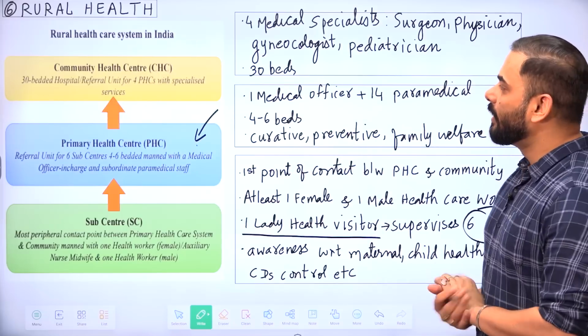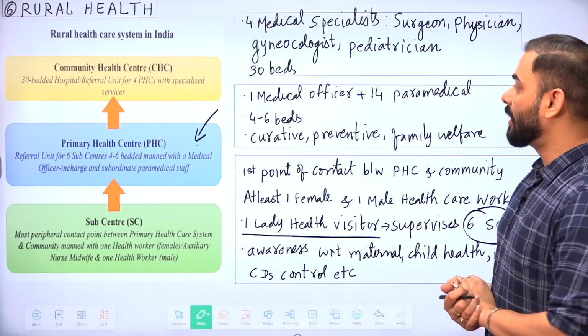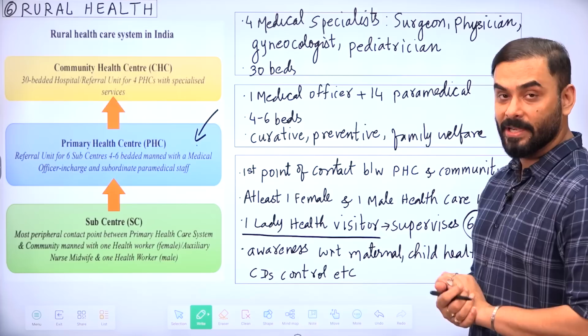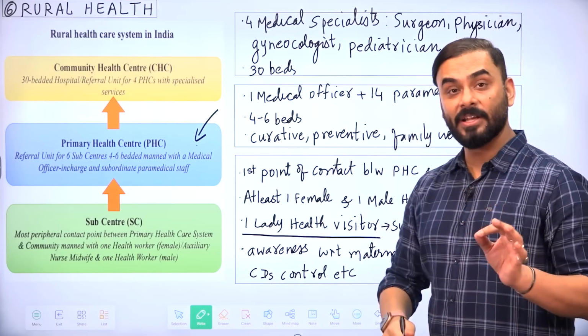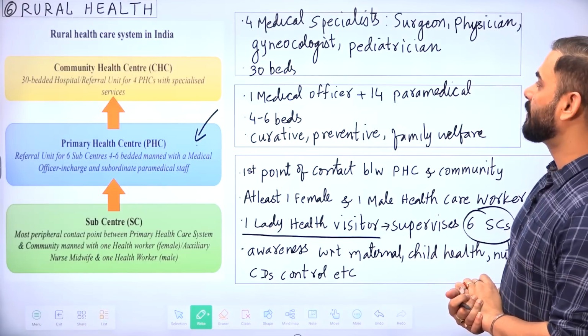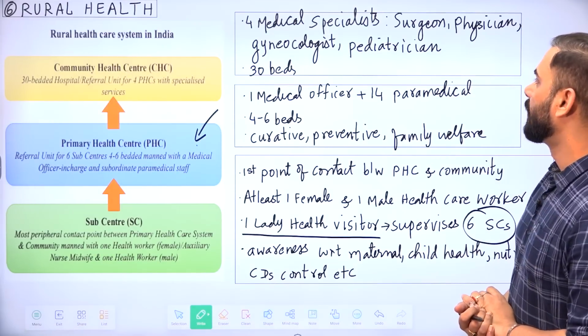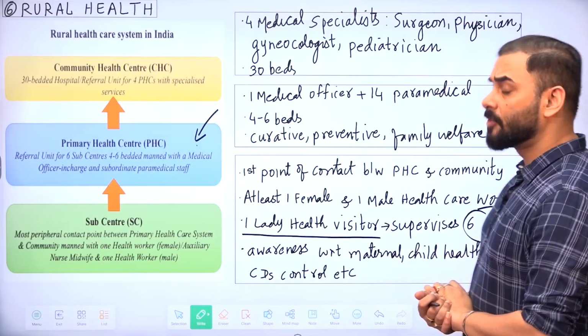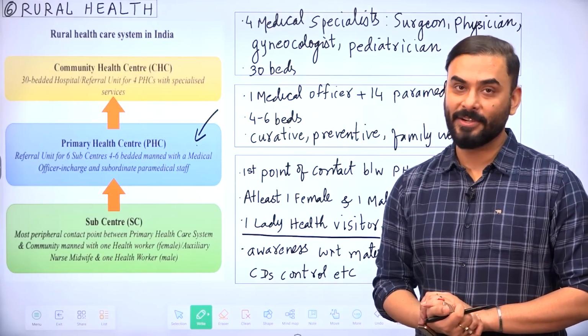Now let us look at community healthcare. So this is a little specialized in nature. Here there are 30 hospital beds and there are 4 medical specialists and there are support staff as well. So which are the 4 medical specialists that you will find here? Surgeon, physician, gynecologist and pediatrician. These are the 4 specialists that we will find here.